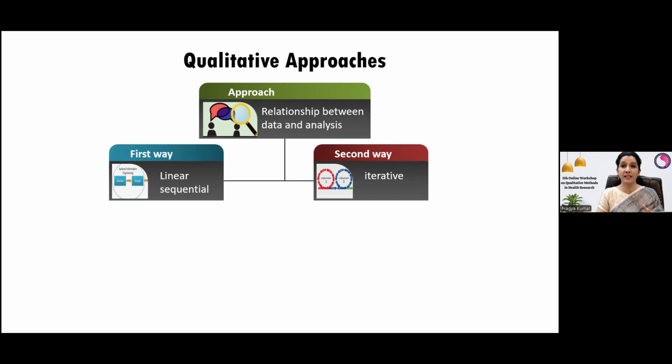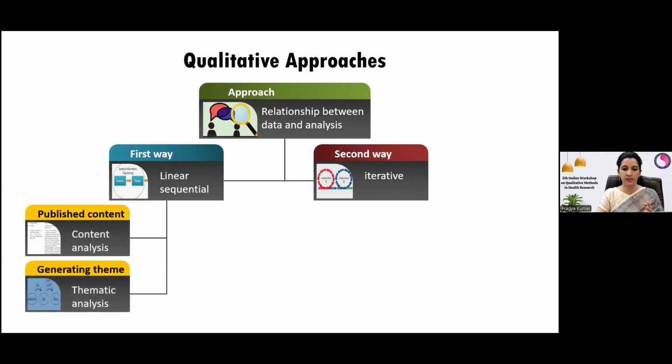The second way is the iterative. What is iterative? You start collecting the data, meaning the transcript, and simultaneously you start analyzing also. Then you collect more data, and again you analyze it. And in that, if you come to know about some other key informant whom you have to interview, you take the data from that person also. So iterative is going back and forth: taking the interview, making the transcript, analyzing, then again going and collecting the data. So this is iterative.